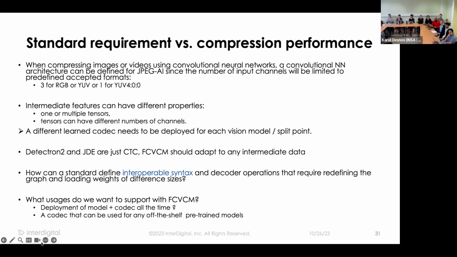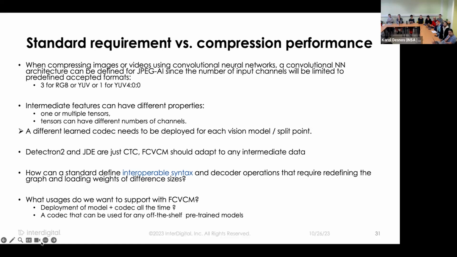But now what we have is intermediate features. We will have many different models. They're going to be even more complicated in the coming years. And we don't want an MPEG standard that compresses well for detection only. We want something that works with all the vision models we'll have. So the problem that I talked about last week to the others is, okay, everything is retrained. So you have one codec for each vision model, and even for each split point, because in 3GPP, they're looking at multiple split points within the same model. That's kind of complicated for retraining, transmitting the codec together with the rest. It's doable, but it's something.